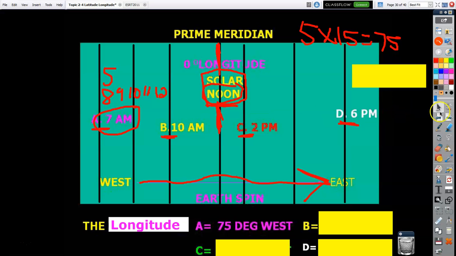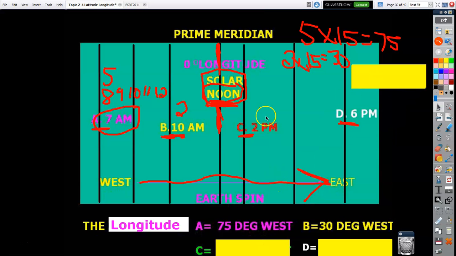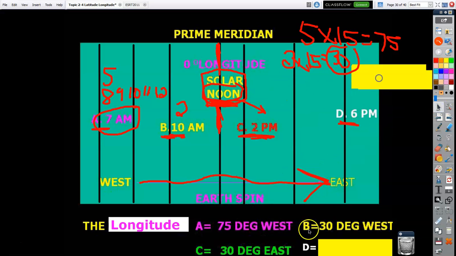Let's look at B. B is 10 a.m. So I say, all right, how many hours between 10 and noon? That's 2 hours. I do my multiplication, 2 times 15. That gives me 30 degrees. And again, 10 a.m. is earlier than noon. So again, I am to the west. So I'm 30 degrees west. Now I look at C, 2 p.m. That's still 2 hours, right? So it's still going to be 30, but this time, what is 2 p.m. compared to noon? Oh, that's later in the day. Again, later means east, right? East. So I'm moving to the east. C would be 30 degrees east.